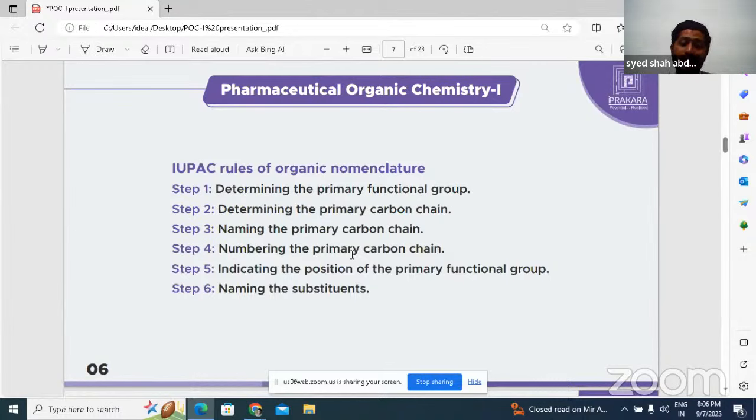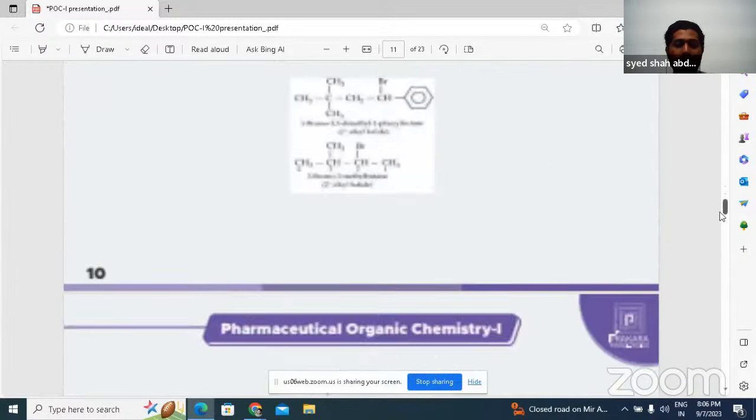Numbering should be done such that the functional groups or the branches get the least numbering. You should have that concept also, that numbering should be selected in such a way that the compounds which have branches get the least number. So these are certain rules of naming.